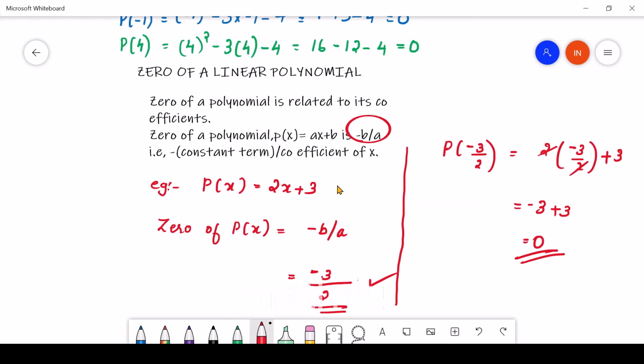Right? So we have discussed the polynomial, the degree of the polynomial, linear, quadratic, and cubic polynomials, the zero of a polynomial, and the last thing, the zero of a linear polynomial. These are all a recap, as I told you before, and I hope this is very clear for you.